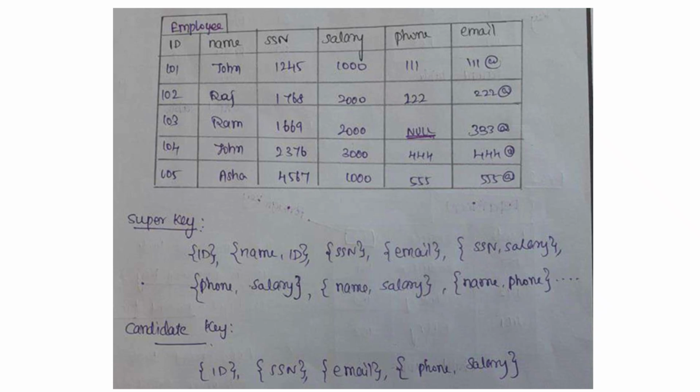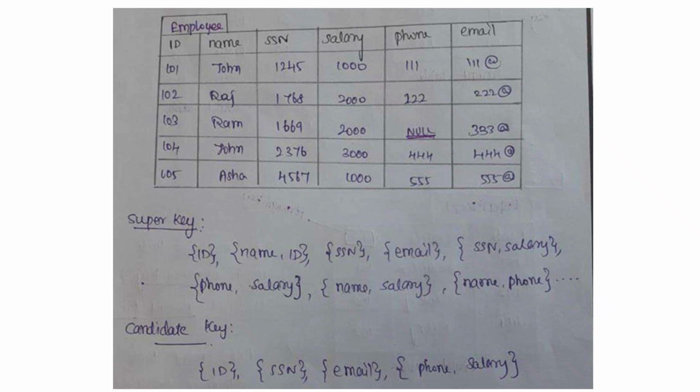We have to be aware of this and check that. So the first candidate key is ID, derived from the list of super keys. For the second candidate key we have to check whether any other super key has a single attribute. Yes, SSN alone is a super key, so we can take SSN as a candidate key.